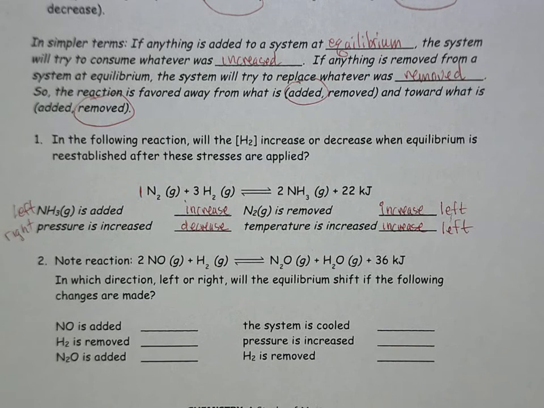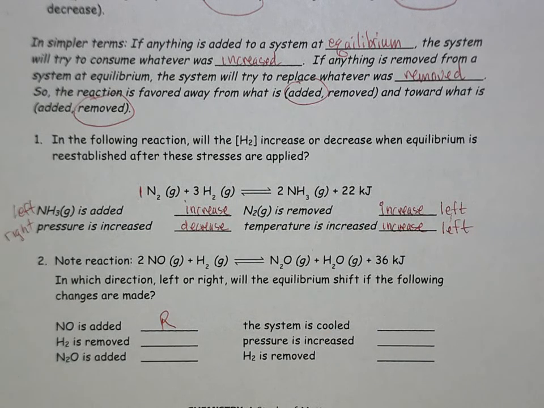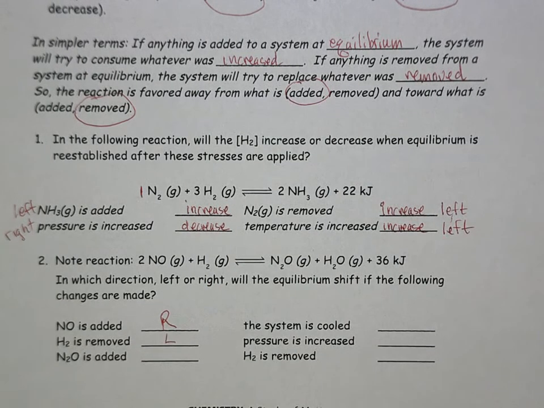So all we have to do in this case is write R's or L's for whether it would be a shift right or a shift left. So let's start off with, we add NO. Again, the rule is we always go away from what we add. NO is on the left, so this will be a shift right, away from the side we added. H2 is removed. H2 is on the left. We go toward the side we remove, so we will go towards the left.